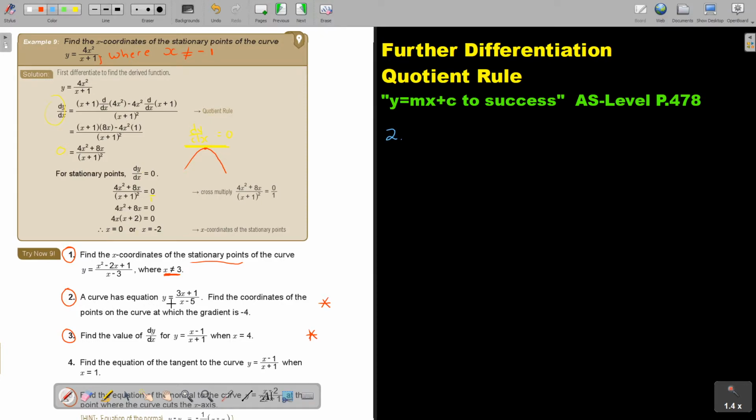A curve has equation, and I always write first the function down. Find the coordinates of the points on the curve at which the gradient is negative 4. So again, I'm going to differentiate, and I'll show you now where it's actually just different places where you substitute, and that's why I gave you both. But it's again the quotient rule. So if we start, let's first differentiate.